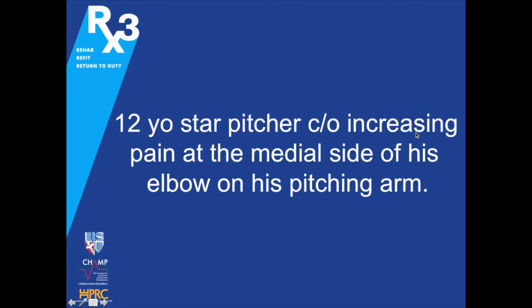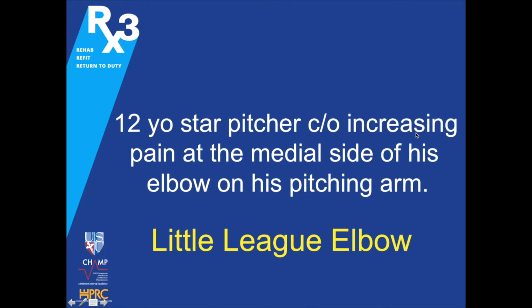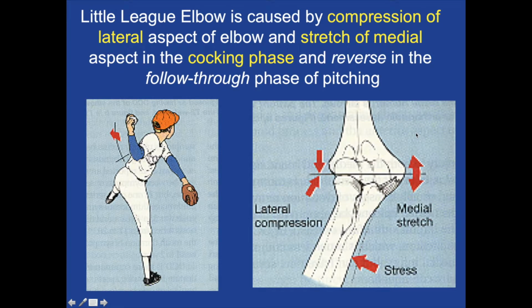So we mentioned the upper extremity osteochondrosis. This would be a typical case, where you have a 12-year-old pitcher who has increasing pain at the medial side of his elbow on his pitching arm. And so his diagnosis would aptly be called Little League elbow. Little League elbow is caused by a compression on the lateral aspect of the elbow and a subsequent stretch on the medial side of the elbow in the cocking phase, and then when they follow through on their pitch, it's the opposite.